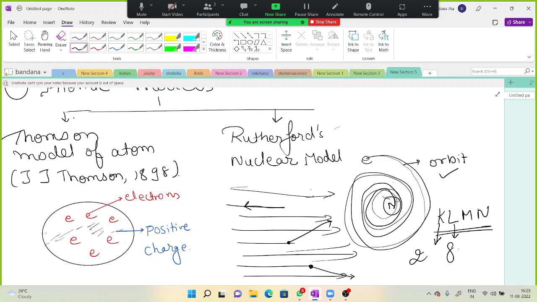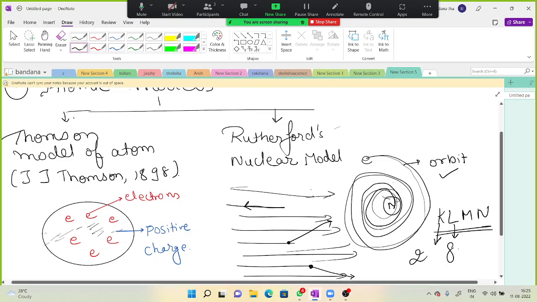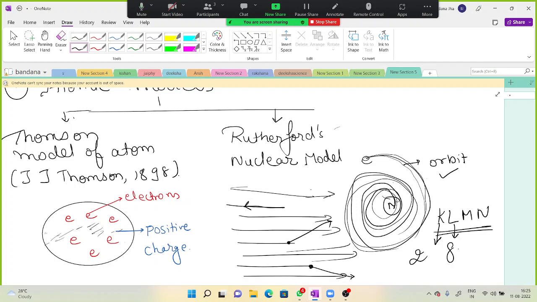Ma'am, like the orbit also, he discovered the orbits, right? He discovered the orbit, but according to him, the electron is revolving and accelerating in its orbit, and because of the opposite charges, the electron comes and falls into the nucleus. It means there is a loss of electron.